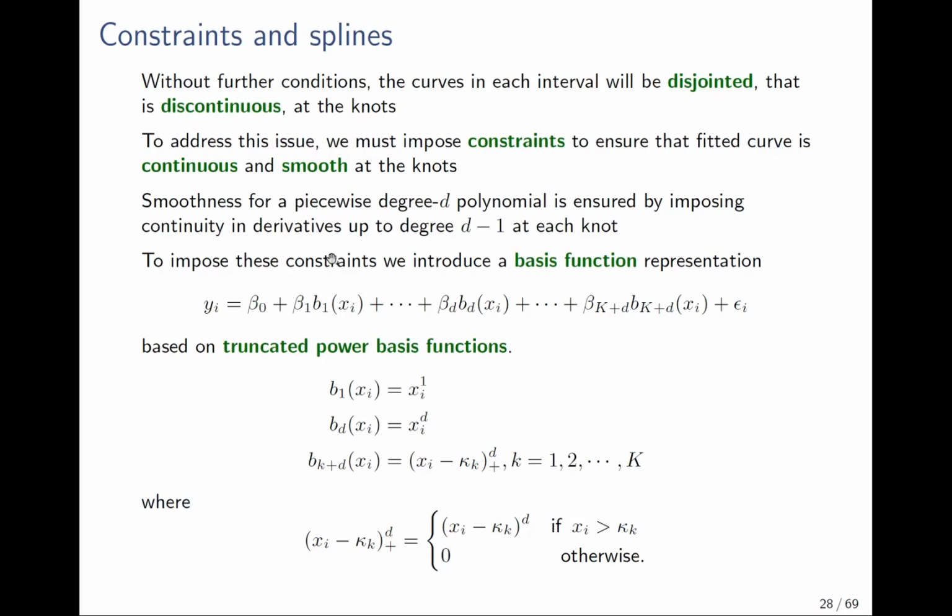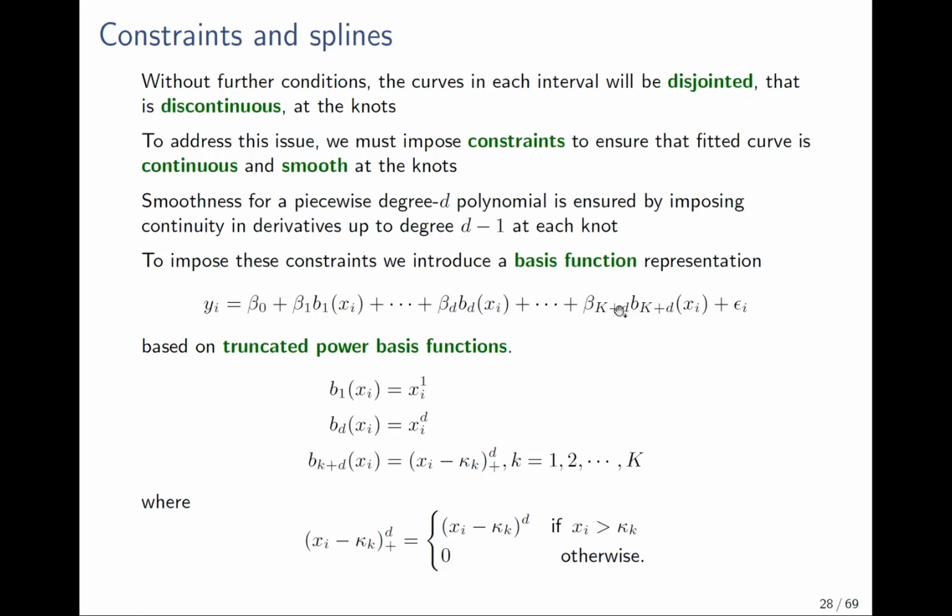To ensure smoothness and continuity for a piecewise degree d polynomial, all we need to do is impose continuity in derivatives up to degree d minus 1 at each knot. We're going to do this in a basis function way. We're going to define y as an expression written not in the x themselves, but in basis functions defined on the x, and we're going to use what's called a truncated power basis function.